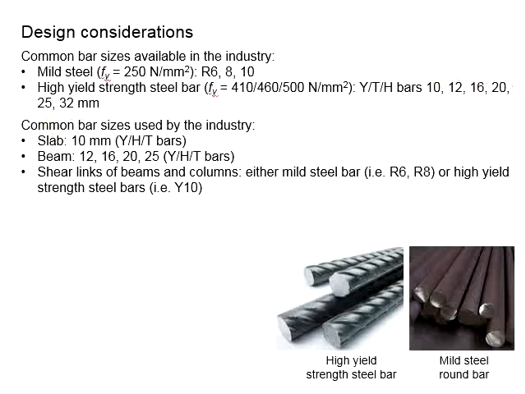You need to be careful. There are no sizes smaller than 10 mm. This is a common mistake by our students, not being aware of the standard sizes that are available in the industry. The smallest size for the high yield steel bar will be 10 mm.